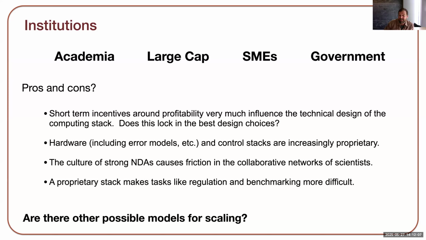And a proprietary stack, of course, makes benchmarking, but also regulation, much more difficult. And also as scientists, we all know when you want to collaborate with a company with interesting hardware, we're immediately presented with an NDA. And what I would call that is a sort of collaboration friction. I mean, they do have their place, and of course there is an argument for proprietary technology. But I would argue there's a strong culture of NDAs amongst quantum computing companies. So are there other models possible? And that's what I'm here to talk about today.